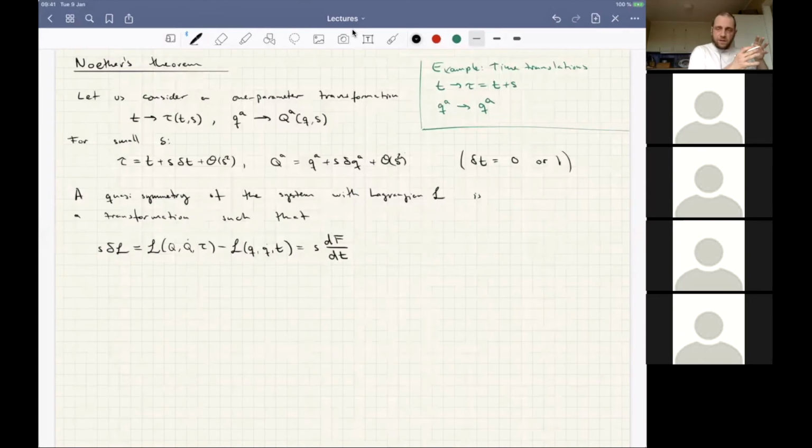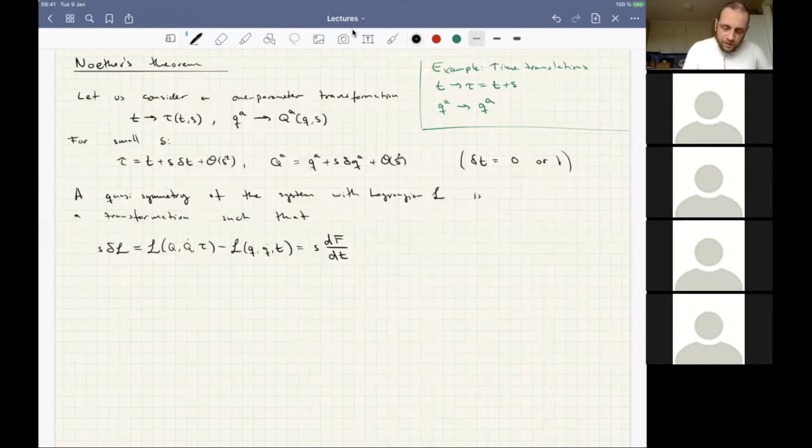So this is the definition of a symmetry, or a quasi-symmetry. If the change in the Lagrangian when I make this transformation is a time derivative of some function, then it's a quasi-symmetry. If this time derivative is 0, then we call it a symmetry, because then the Lagrangian in the transformed variables is going to be the same as the Lagrangian of the untransformed variables. But all we're going to need is that it's a quasi-symmetry for Noether's theorem.